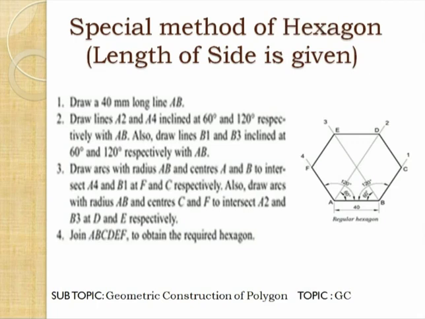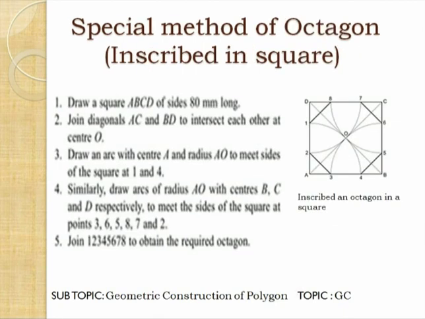So here we know the length of side. With this method of 120 degree internal angle, we can draw only a hexagon. So with the help of T-square, set square, and knowing the internal angle, we can draw the hexagon.